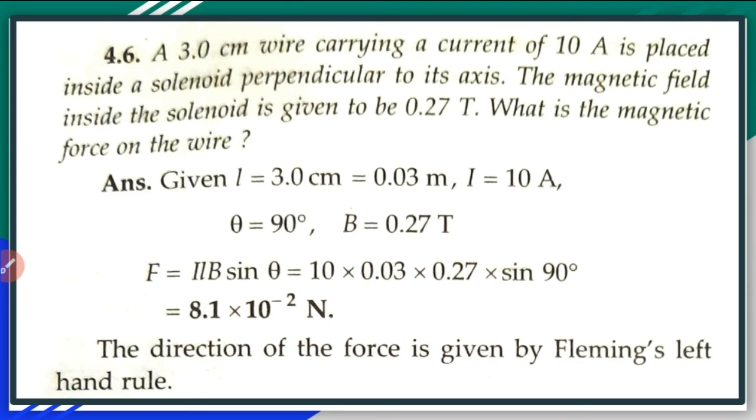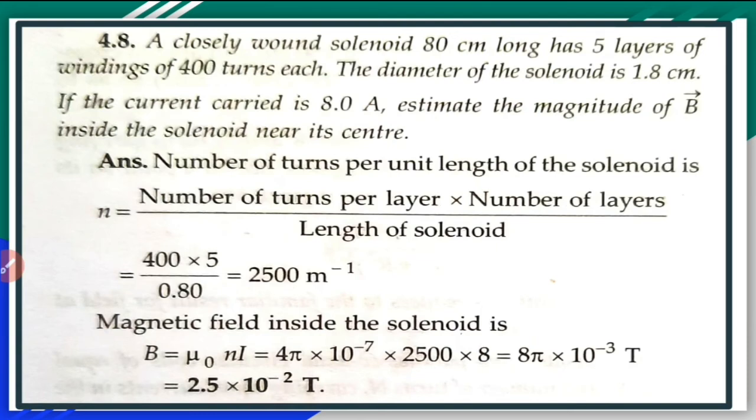So we'll have ILB. Here L is 3 centimeter, current is 10 ampere and the magnetic field is 0.27 Tesla. So by substituting we will get 8.1 into 10 raised to minus 2 Newton. To find the direction of magnetic force here, if it is asked, you can use which rule? Fleming's left hand rule, because here theta is 90 degrees, so it is easy to do with Fleming's left hand rule.